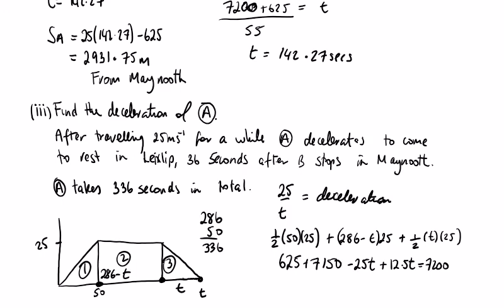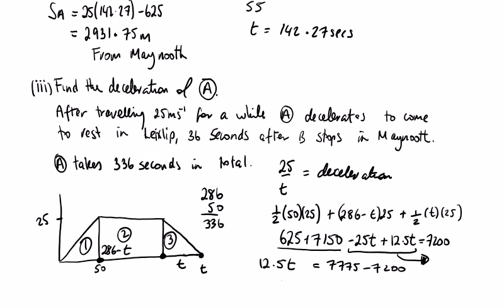So what have we got? We've got a minus 12.5t, so we bring that across, make it plus 12.5t. So that's going to the right, if you imagine that. And coming to the left, we have 7775 minus 7200. 7775 are these two, minus 7200. So that's going to give me 12.5t equals 575.